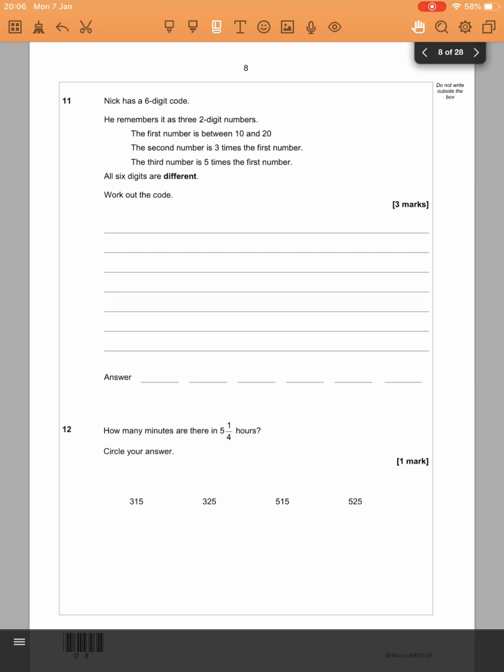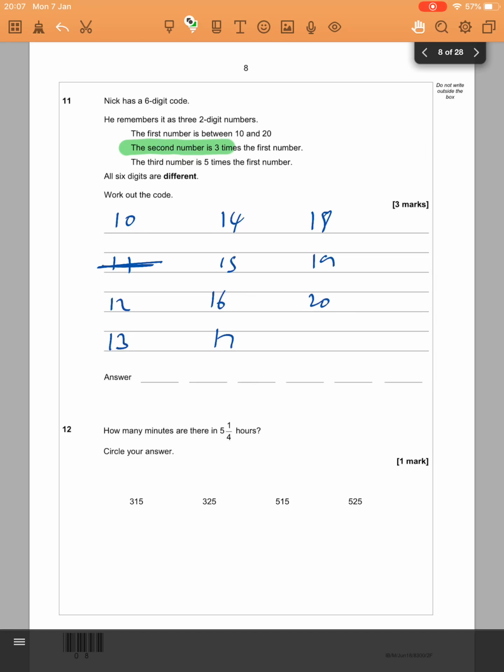So we know that the first number is between 10 and 20, so we can write down the possibilities. We could have 10, 11, 12, 13, could be 14, 15, 16, 17, 18, 19 or 20. Now we can rule some out here already because we've been told that all the digits are different, so it can't be 11 because that would have two ones, and that's not allowed. So we've got our first possible digits there.